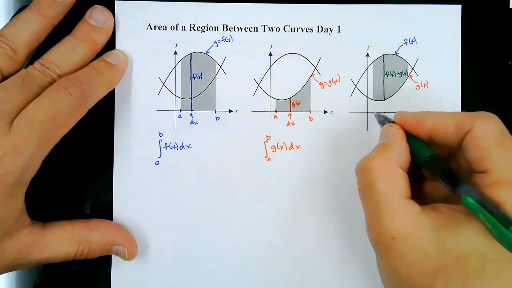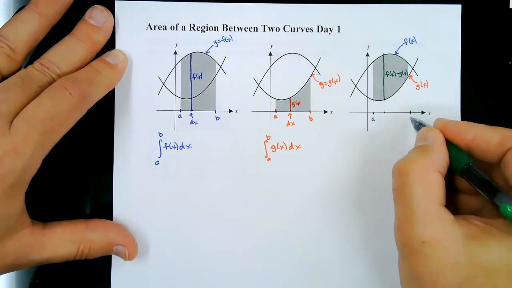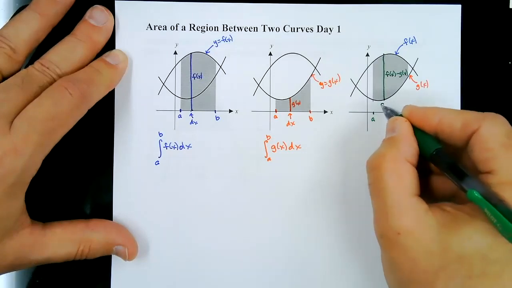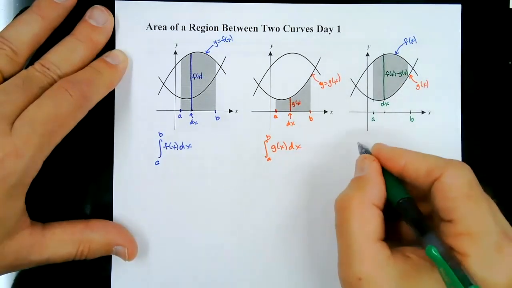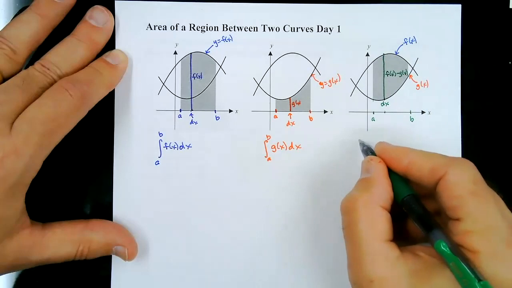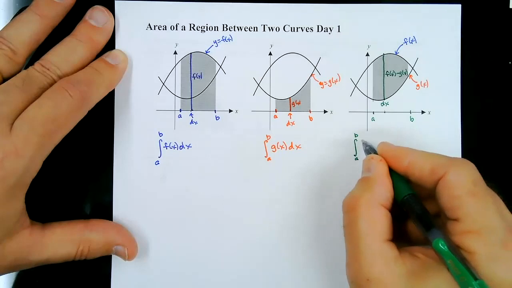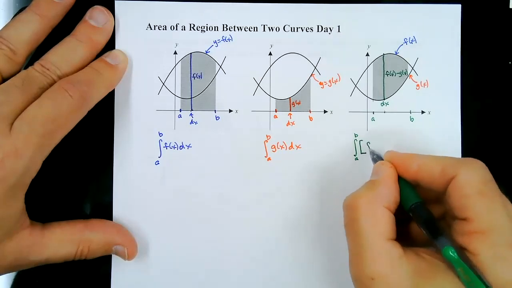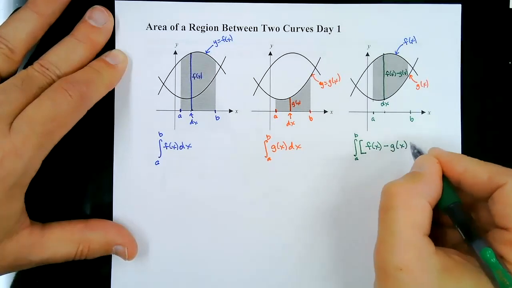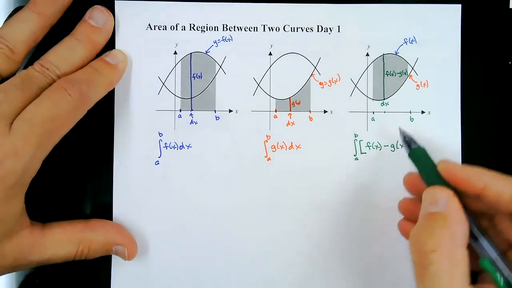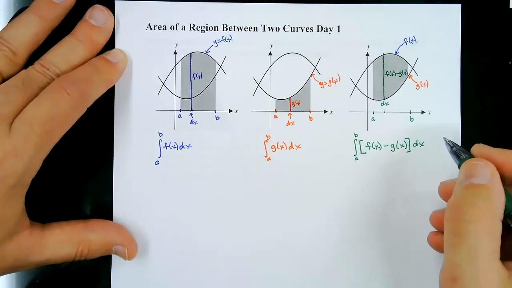Again, I'm going to start finding my area right here at A, and then right here at B. And the width of this rectangle is, again, really, really small, so we're going to call it dx. And so the integral to find the area between two curves is simply the integral from A to B of, and a lot of times we're going to use brackets in here, f of x minus g of x, close the bracket. That's the new height of the rectangle, and then times the width, which is dx.